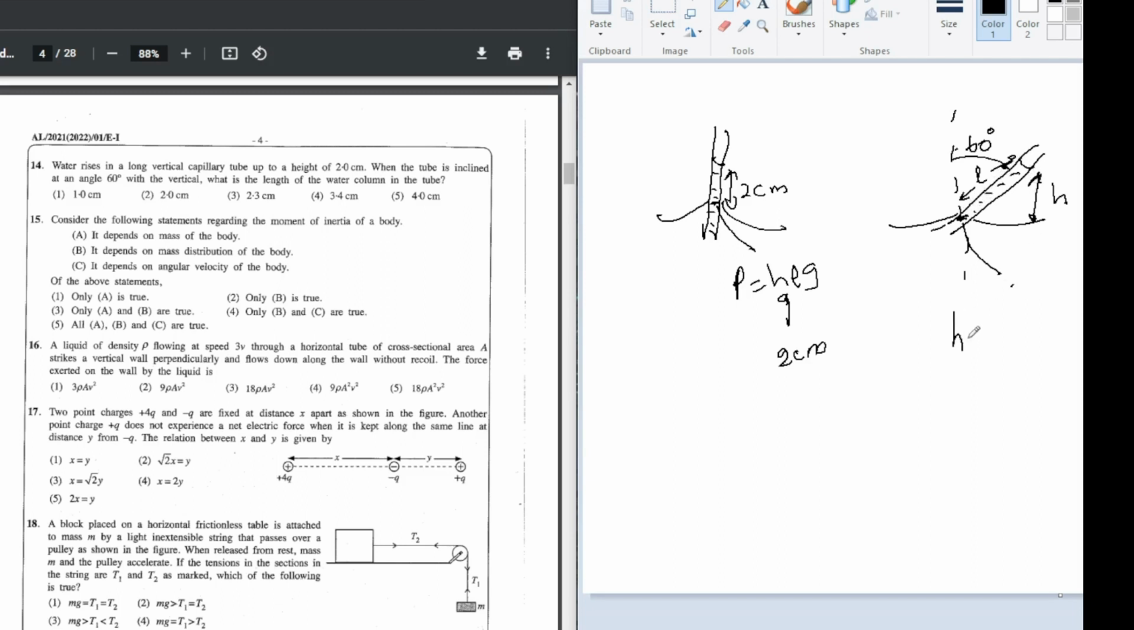H is equal to L cos theta, this angle is 60 and this angle is also 60. H is 2 centimeter, cos 60 is half, theta is 60, so L cos 60 equals 2, and cos 60 is half, so L is 4 centimeter. Answer is 5.